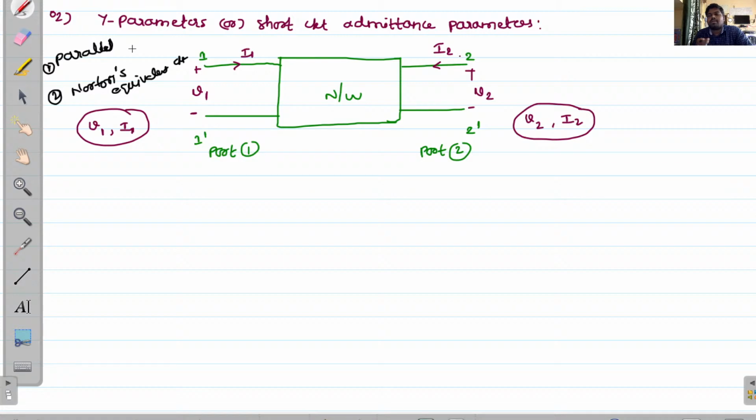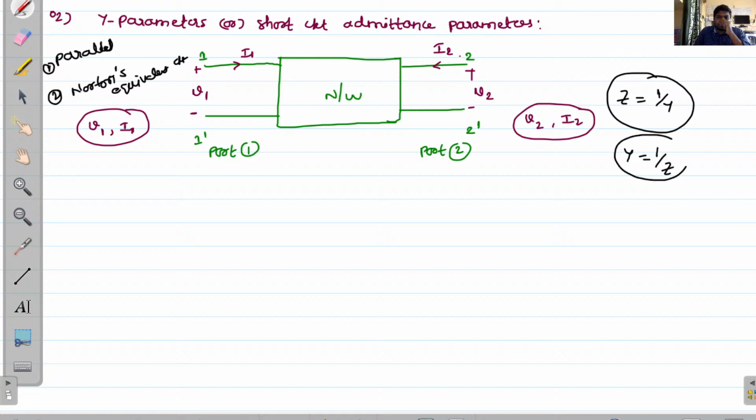So in that context, voltage variables are dependent variables and current variables are independent variables. But this is Y parameters. Already I told you Z equals 1 by Y. That means Y equals 1 by Z. That means both are inverse, right? Z is inversely proportional to 1 by Y. So both are inverse in nature. So whatever things you considered in Z parameters, those are all reversed in the Y parameters case.